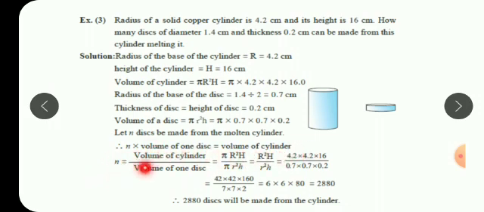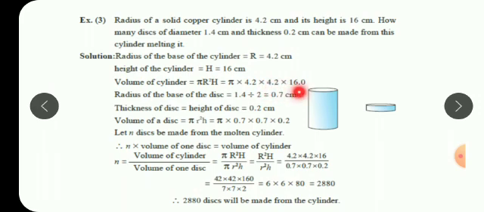n is equal to the volume of the cylinder upon the volume of one disc, which is equal to what? Pi R square H, that is the volume of the cylinder, upon the volume of one disc, which is pi r square h, small r and small h. Now pi gets cancelled. So what is there? R square H upon r square h. So substitute the values.